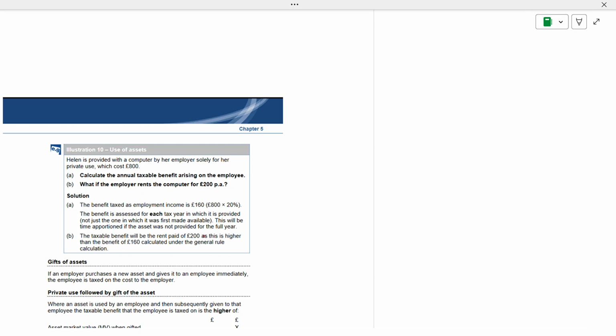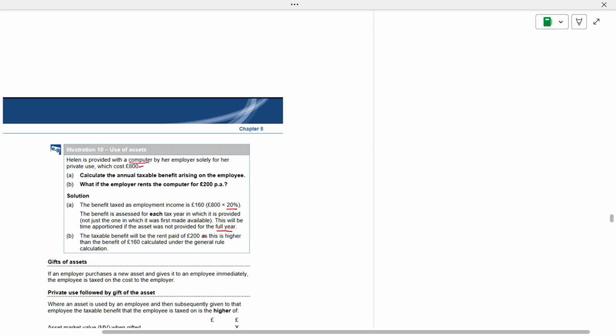Now, Helen is provided with a computer, a small asset, not a big asset, by her employer solely for private use. The cost is 800. Calculate the taxable benefit. The benefit is 20%. The benefit is assessed in each tax year in which it is provided. This will be time apportioned, meaning by the months it has been given, if the asset is not provided for the full year. It's very straightforward.